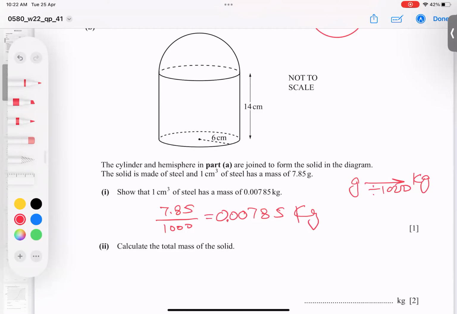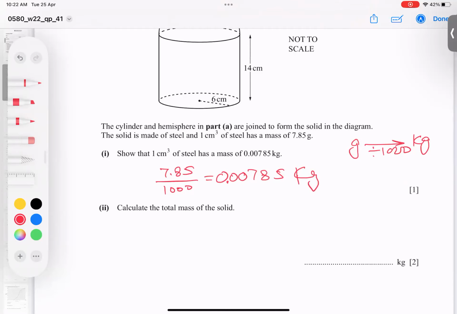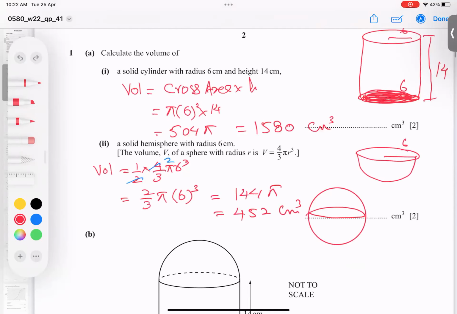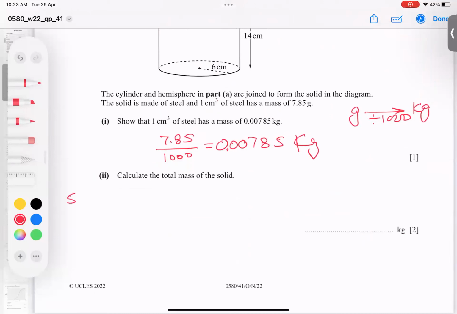And let's go for the next part. Total mass of the solid. Whole solid. So I will take this 504 pi and 144 pi. I can take even these decimal values also, but for accuracy, I take this one. So 504 and 144 gives 648 pi. Total volume we have.